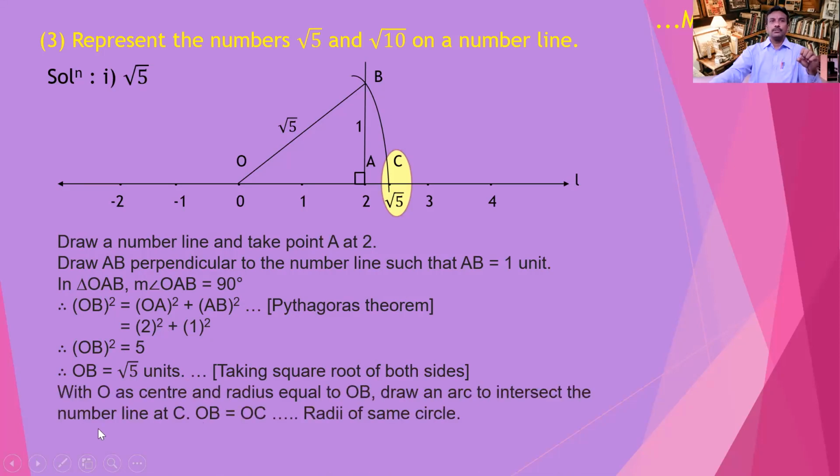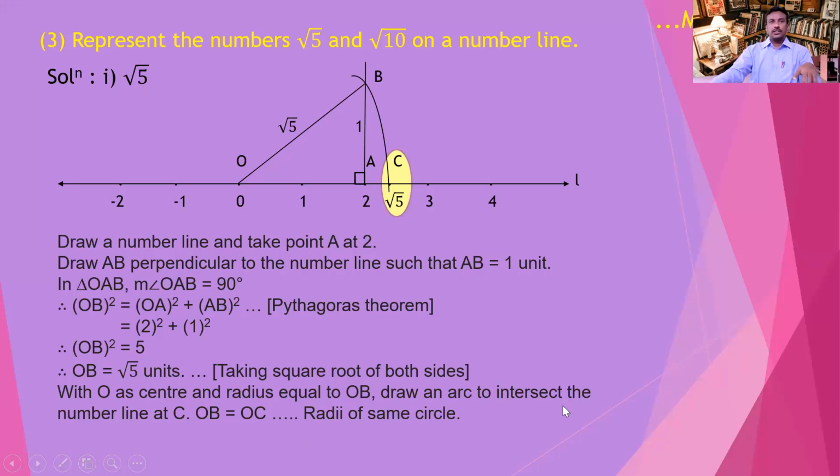Now, with O as center and radius equal to OB, draw an arc. Take a compass, put the pointer of the compass on point O, then take the distance OB as a radius and draw an arc like this. This is arc BC, which intersects the number line at point C.